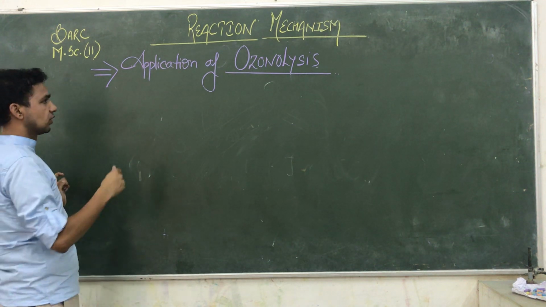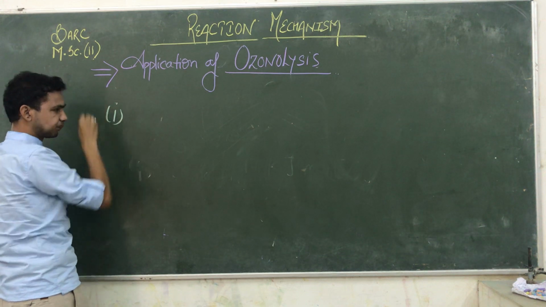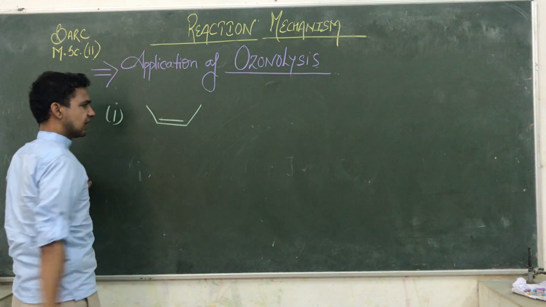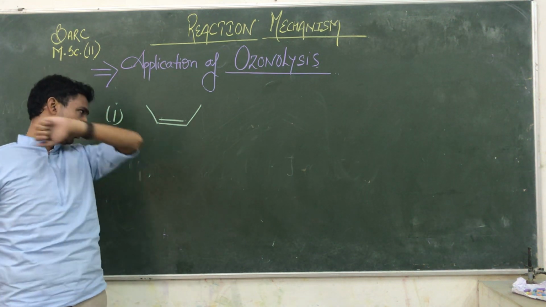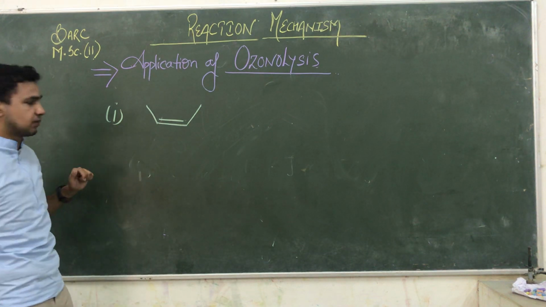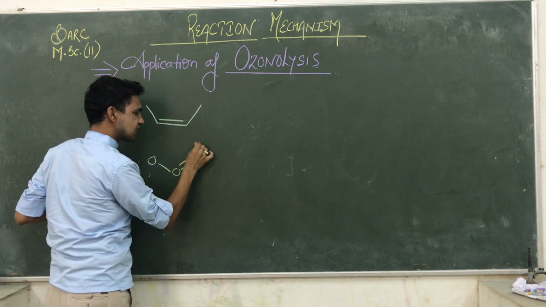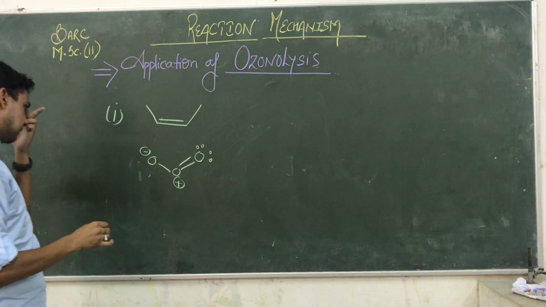After that we are working on the applications part of ozonolysis. The first one, you know very well, suppose we are taking an alkene. That one is the alkene, a saturated alkene. If you follow the reaction with an unsaturated alkene, the same conditions and same reactions take place. So here we are taking ozone. That one is the ozone, guys, with a lone pair of electrons, having a positive charge here and a negative charge there.